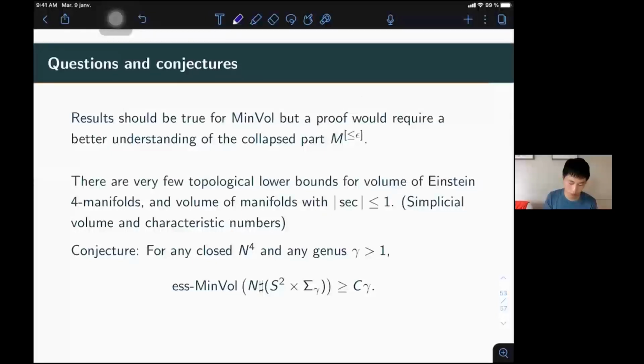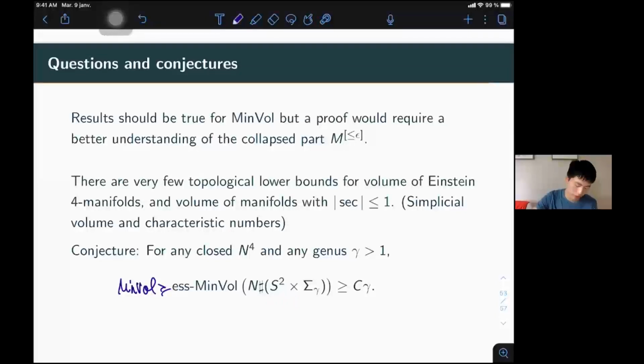It's the following. So for any, say, closed smooth four-manifold N, and for any genus gamma, what I want to say is that the essential minimal volume, and in particular the minimal volume, of this particular manifold is lower bounded in terms of the genus. So this manifold is the connected sum of N with the product of S2 with a surface of genus gamma.